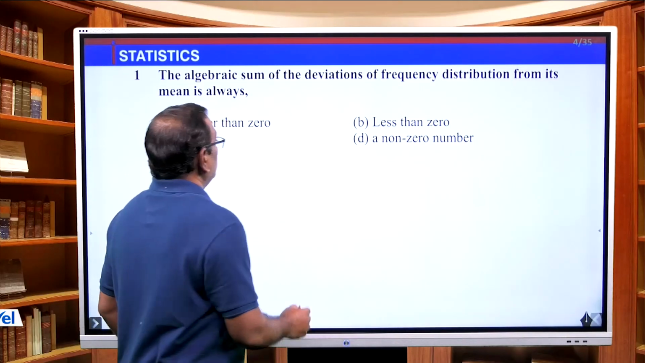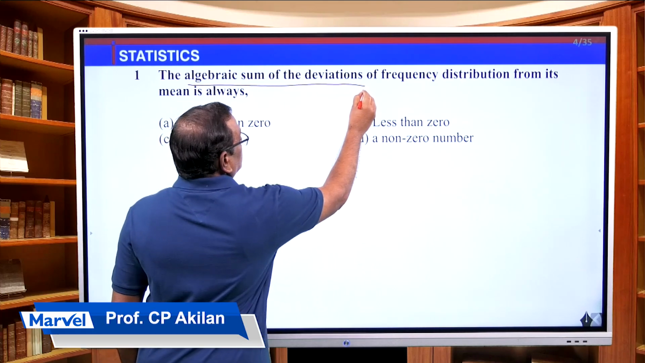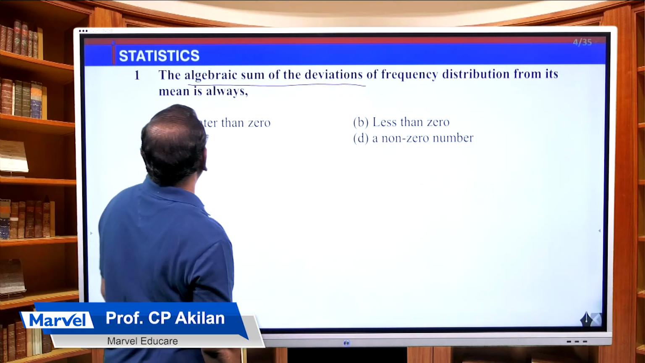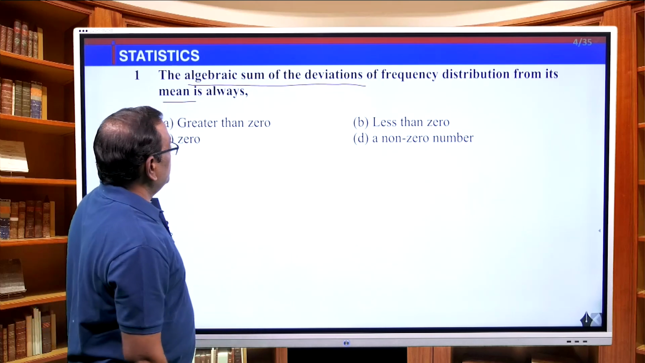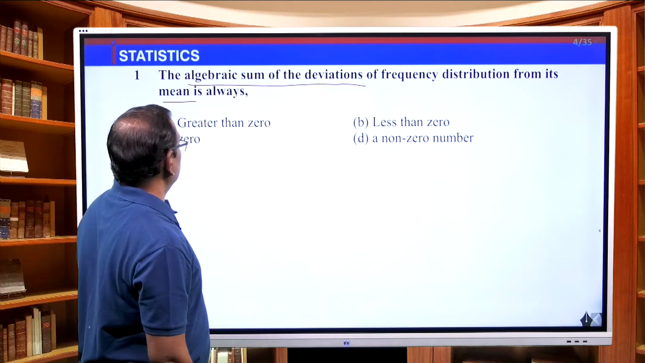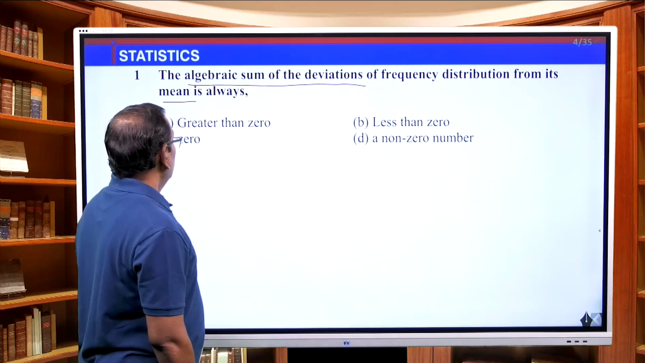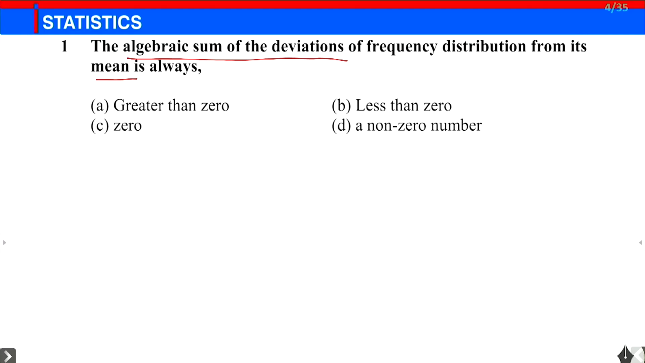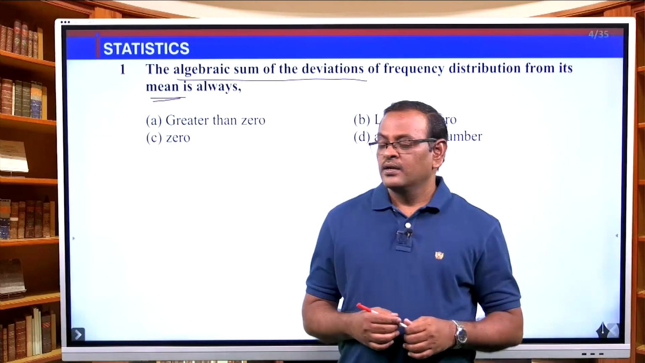The algebraic sum of deviation of a frequency distribution from its mean is always dash. Options: greater than 0, less than 0, 0, a non-zero number. This is a theory-based question, a very important theory in the mean concept. The correct option is C.